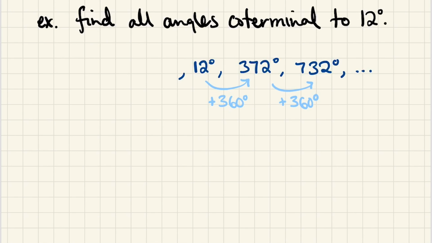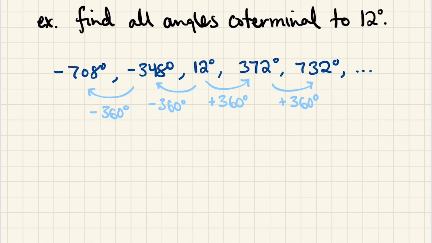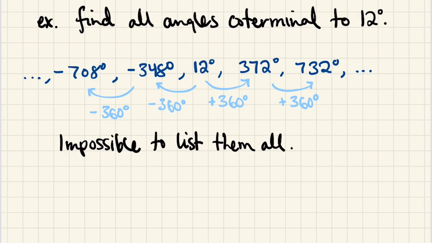But just to make problems even worse, we actually can subtract 360 and go in the other direction. So if we were to subtract 360 degrees from 12, we would get negative 348 degrees. And we could subtract 360 from that. We could do this all day, right? We get negative 708. And so the list is infinite on both ends. So, okay, what do we do?